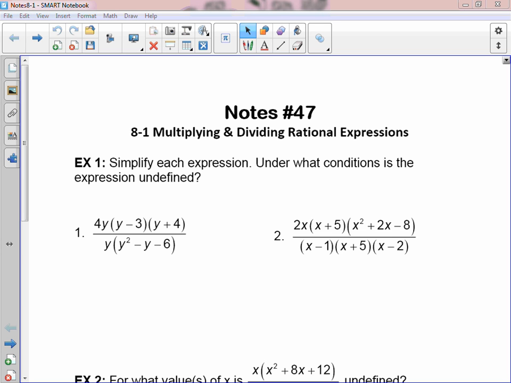Here we start with chapter 8. We're going to be doing a lot of factoring and simplifying and things like that. But before we do that, if you see that in example 1, it says simplify each expression.